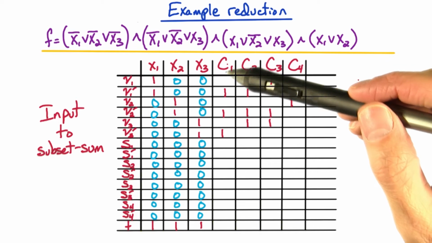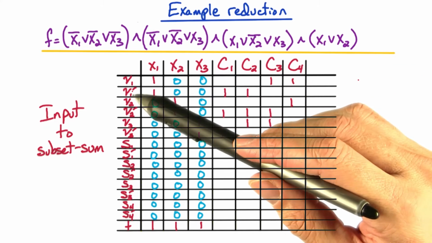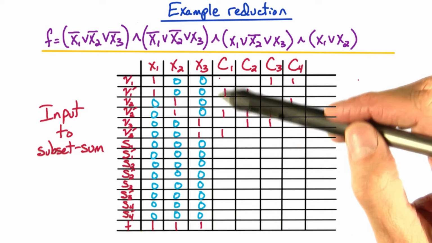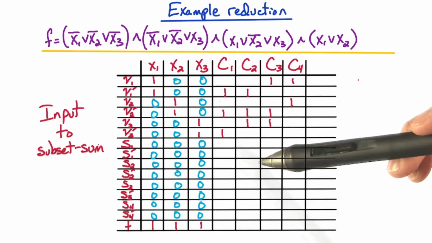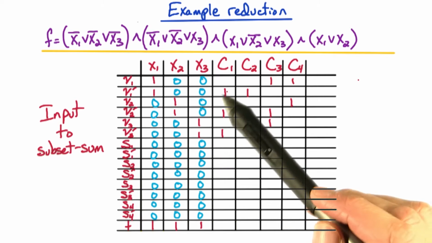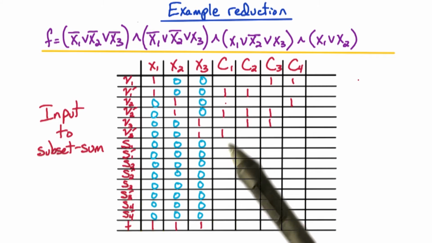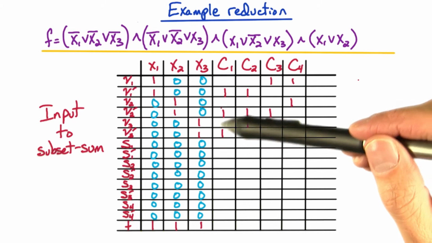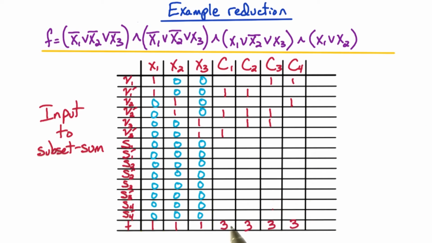Now for the first clause, we want to ensure that either v1 prime, v2 prime, or v3 prime are included in the subset in the solution to the subset sum problem. We just need that at least one of these is included. We don't need that exactly one, so we can't just put a 1 here in t. We want that either 1, 2, or 3 of these numbers are included in the solution. So we put a 3 in the fourth digit of t, fifth digit, sixth digit, and seventh digit.